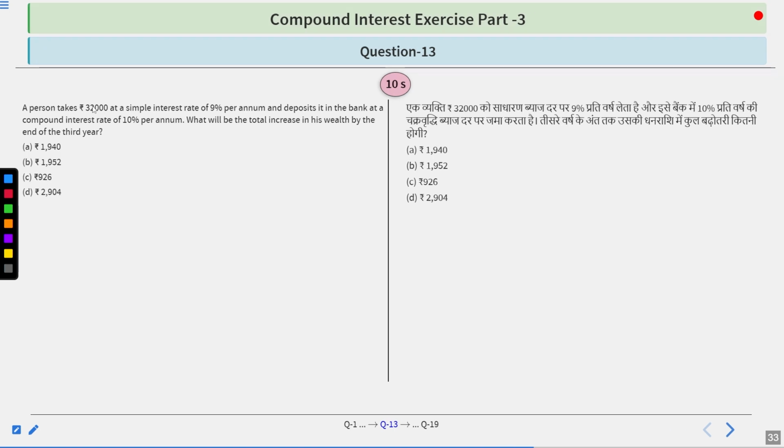Next, a person takes rupees 32,000 at a simple interest rate of 9% per annum and deposits it in the bank at a compound interest rate of 10% per annum. What will be the total increase in his wealth by the end of the third year? And the options are option A, rupees 1940, option B is rupees 1952, option C is rupees 926, and option D is rupees 2904. These are the options.